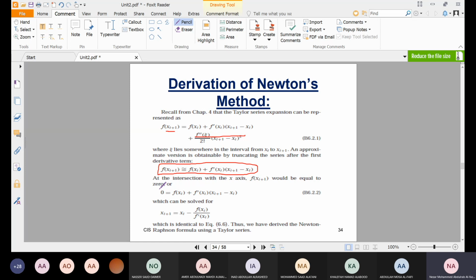After that, because we look for the root, and the root is the intersection between the x-axis and the function itself. Okay, because this is the function that we have, and we look for the intersection at this point. Because we look for the root at this point, f of x_{i+1} should be 0. So in this case, I will set this to 0, and I will get this formula.